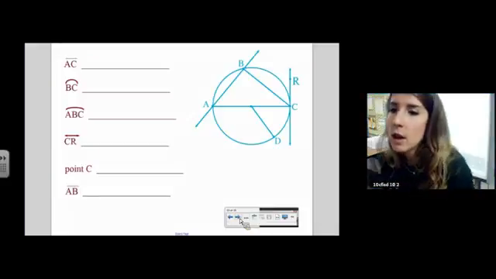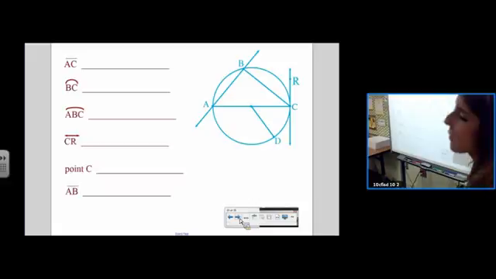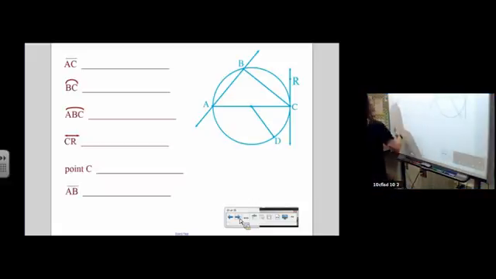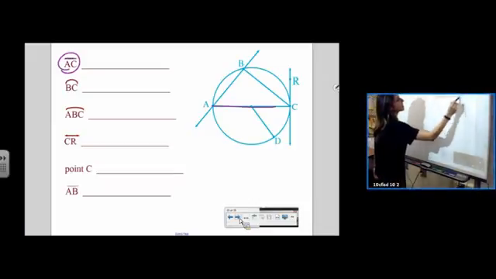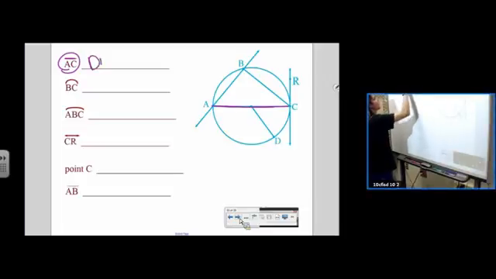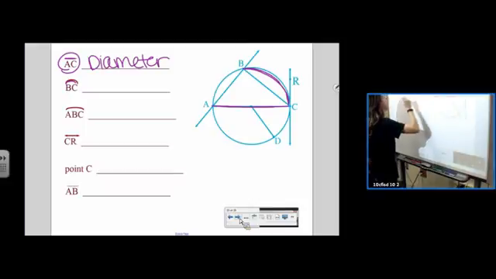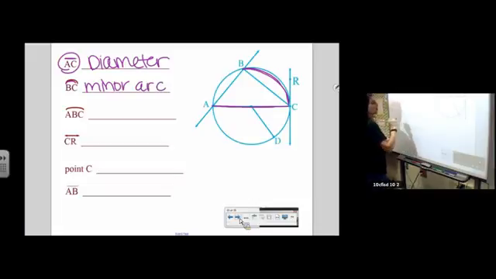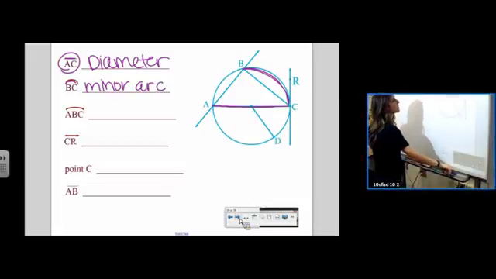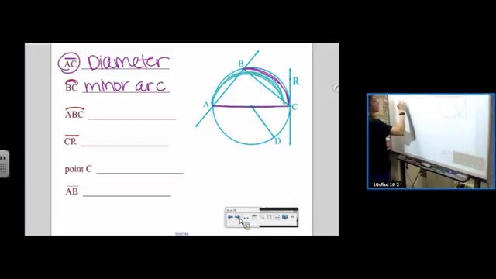All right, let's go through and use our brand new vocab and see if we can name these things. Pay attention to the notation. This is saying segment AC. Segment AC is a chord, but it's more than that. It's a diameter. Arc BC. Because it's named with 2 letters, I know it's a minor arc. Arc ABC. This one I do need to look at the picture because that one ended up being not just a major arc, but a semicircle.